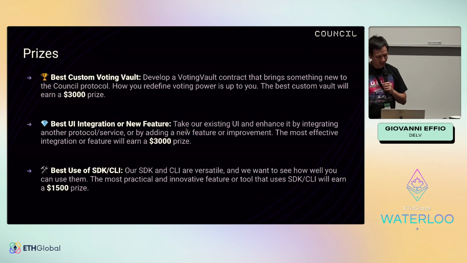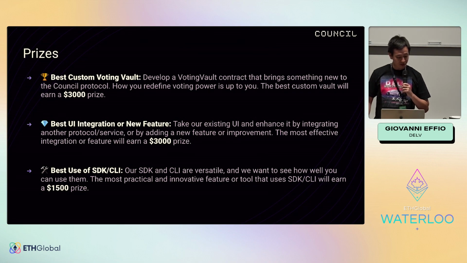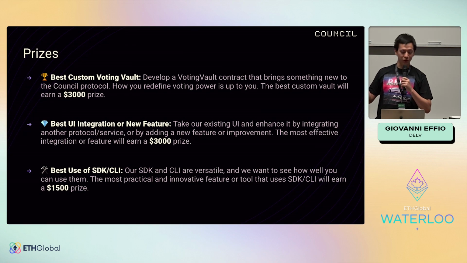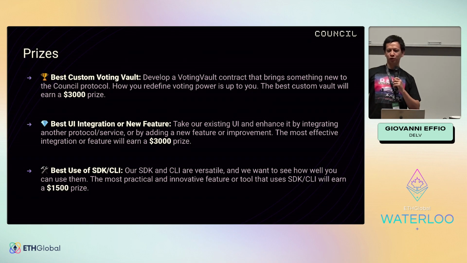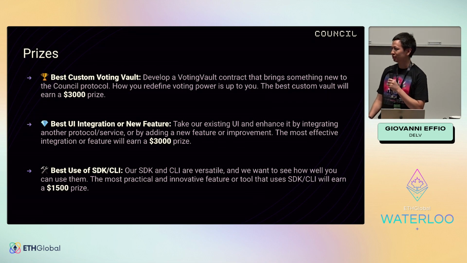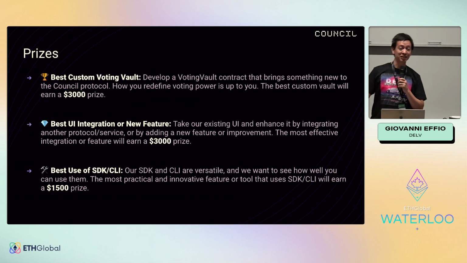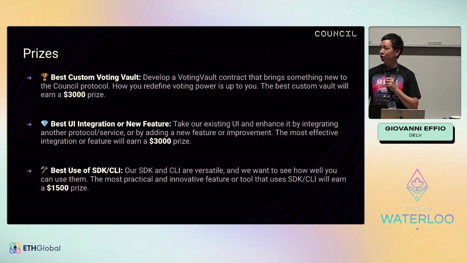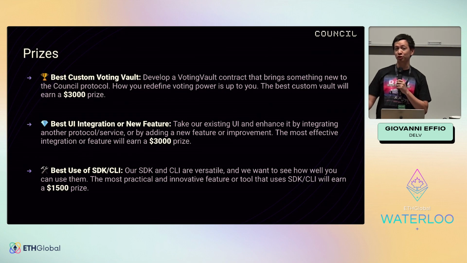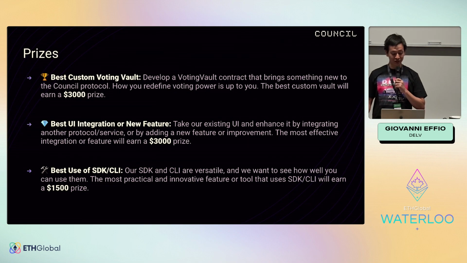For a second bounty, we have the best UI integration. You just saw the whole UI that our team worked very hard on creating. But like with all software, there's always room for improvement, and there's always new exciting things to integrate into it. You could use some sort of universal messaging system, push protocol, XMTP, or you could create some UI for users to be able to easily create proposals in the web UI instead of using the CLI, so non-technical users have a better handle of things. And for this one, we also have a $3,000 prize.